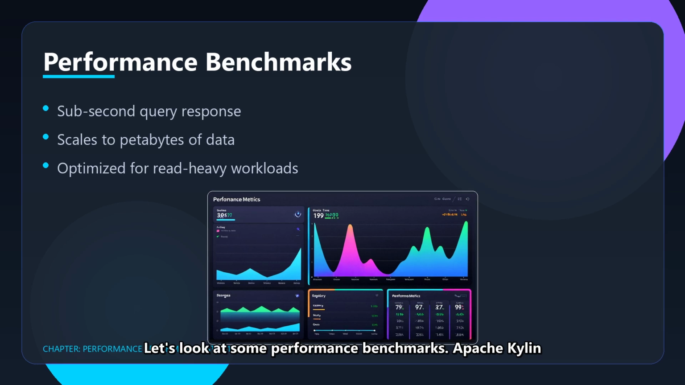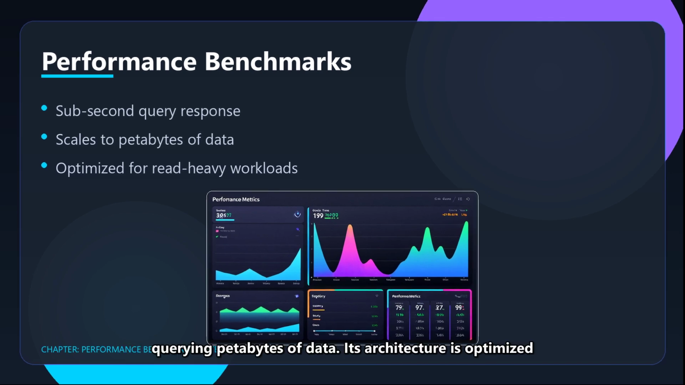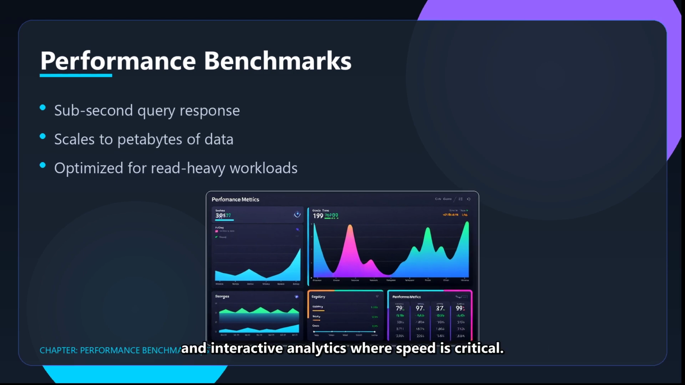Let's look at some performance benchmarks. Apache Kylin consistently delivers sub-second query response times, even when querying petabytes of data. Its architecture is optimized for read-heavy workloads, making it perfect for dashboards and interactive analytics where speed is critical.